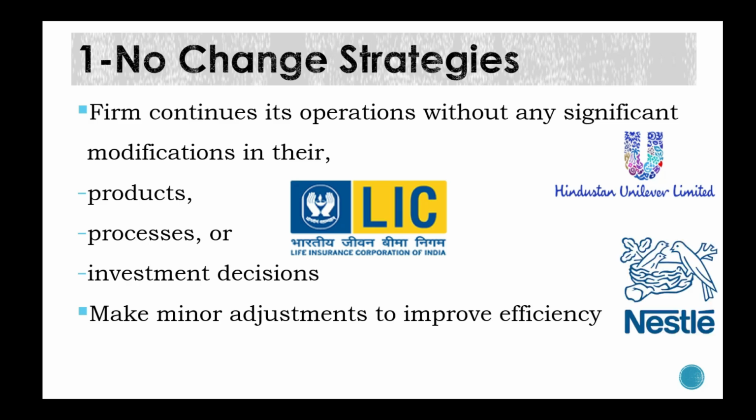Third example we can take here is of Nestle India, which is known for brands like Maggi, Nescafe and KitKat. It has maintained a stable approach within the food processing industry without significant diversification into unrelated sectors. The company has focused on maintaining a strong foothold in its existing product categories and incremental innovation, avoiding major deviation from its core food and beverage segment.